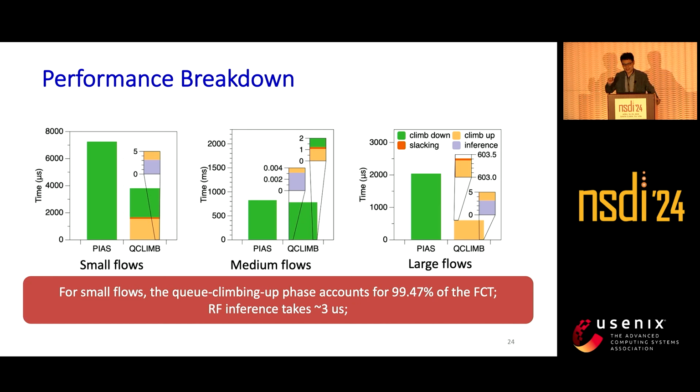We further show the performance breakdown. We find that even though our QCLIMB has small processing steps for the flow scheduling, it can achieve lower FCT. For the small flows in QCLIMB, the QCLIMB up phase accounts for 99% of the FCT. But let's look at PIAS. It only contains one phase, that is the QCLIMB down phase. This means it will keep demoting a flow's priority from higher priorities to lower priorities based on the bytes sent. This makes it achieve poor FCT performance. On the other hand, we can find that across all the shown cases, our random forest inference takes only 3 microseconds, which is negligible compared to the FCT of the flows.